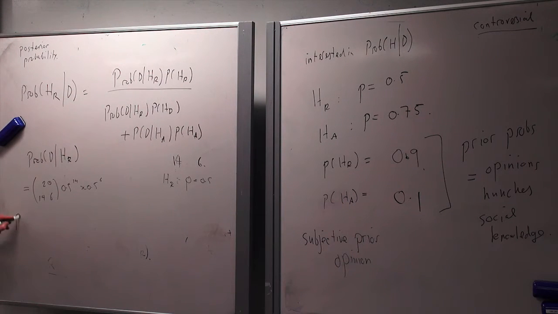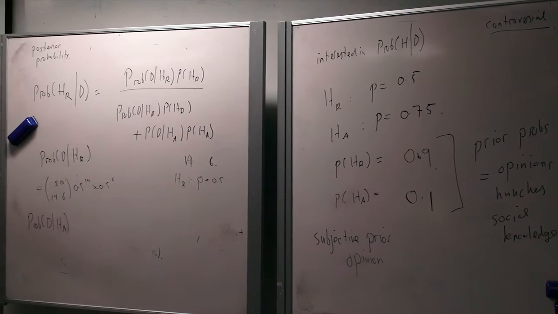And what about this one? What's the probability of seeing the data given Annabelle was right? Okay, she said 3/4 of people carried an umbrella.